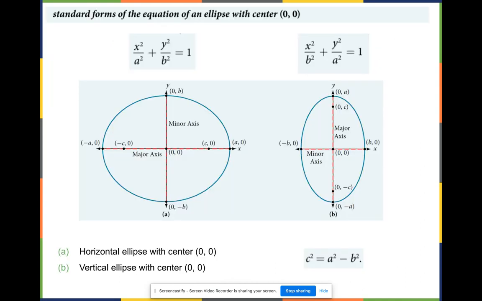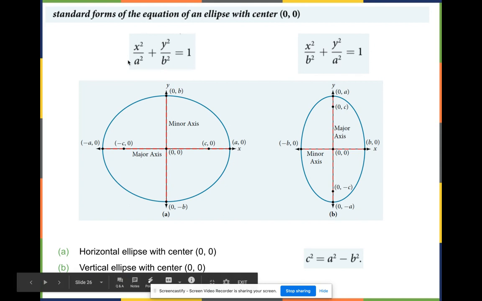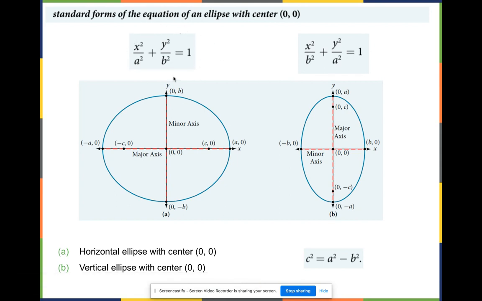All right, so here we are. Here are the standard forms of the equation of an ellipse that's centered at the origin. We've got two situations. One is that the major axis is along the x-axis, and the other is that the major axis is along the y-axis. Notice the focus points, the foci, are always along the major axis. In this case, they're along the x-axis, and in this case, they're along the y-axis.